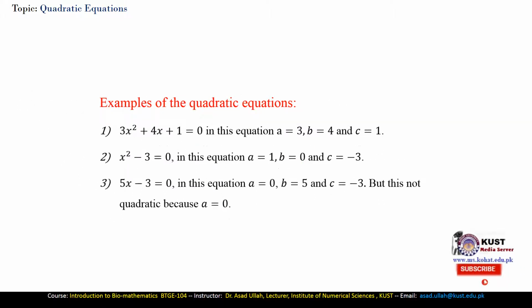In the third example, 5x - 3 = 0 is an equation. Now this equation is not a quadratic equation because the coefficient of x² is equal to 0. So here we get a = 0, b = 5 and c = -3. This equation is not a quadratic equation.